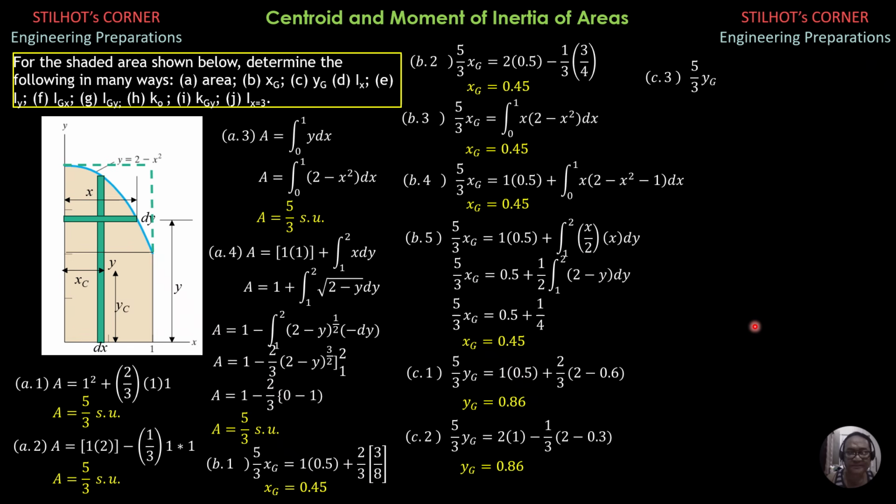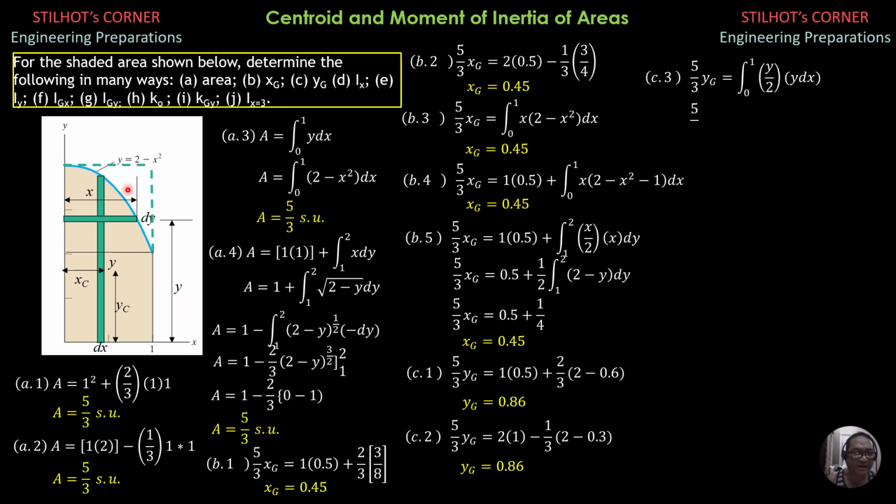Third method, 5/3 yg equals, by integration and considering a vertical strip. The height of the strip is in general y, so the location of the centroid from the bottom, or from the x-axis, is yc, which is just half of y because it is a rectangle. So y over 2, then differential area y dx.